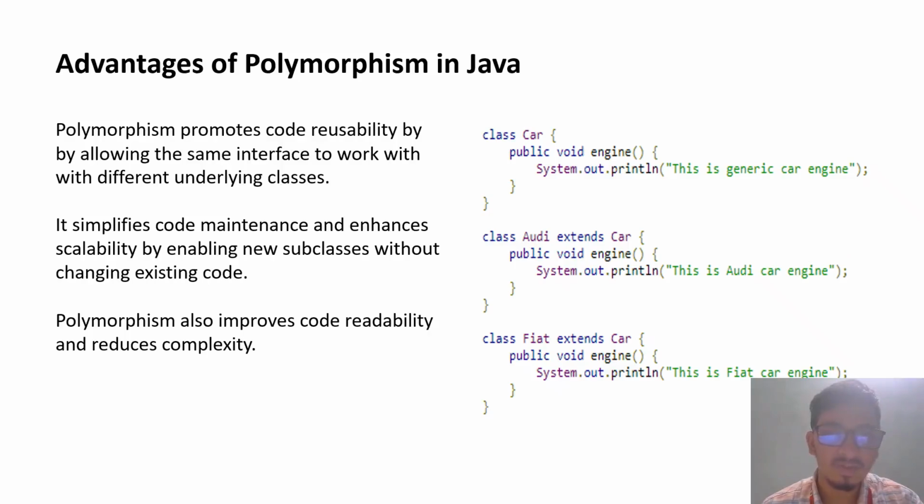Advantages of polymorphism in Java. Polymorphism promotes code reusability by allowing the same interface to work with different underlying classes. It simplifies code maintenance and enhances scalability by enabling new subclasses without changing existing code. Polymorphism also improves code readability and reduces complexity.